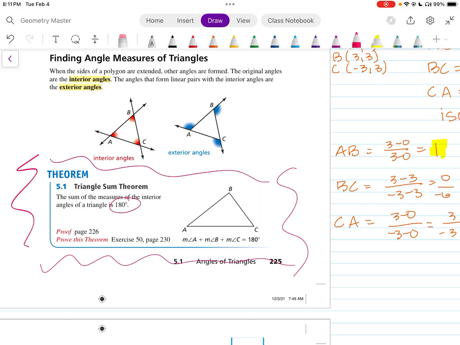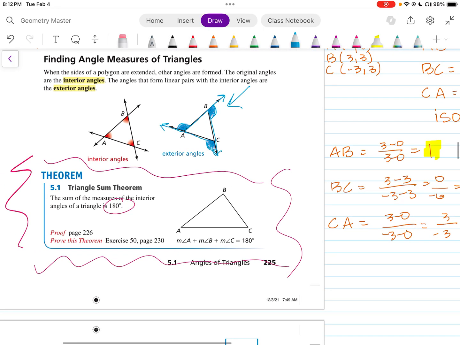And then we can also deal with exterior angles. If we look right here at this triangle with the blue marks, if you were to extend the sides out to each end, going in the same direction, those are exterior angles. So it's the angle that's created when you extend the side of the triangle past the other side. So that's an exterior angle.